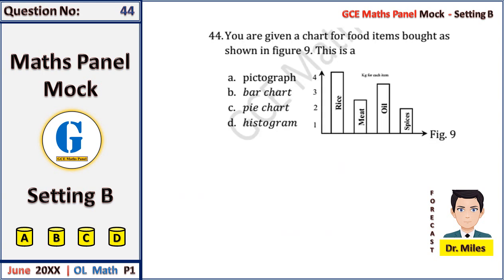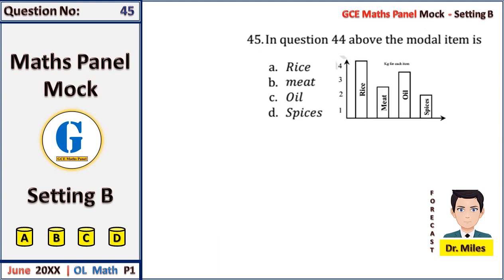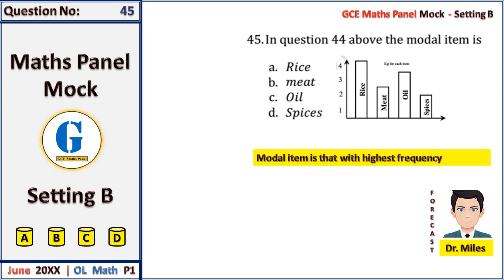44. You are given a chart for food items bought as shown in figure 9. What type of chart is this? This is actually a bar chart. 45. In question 44 above, the modal item is the item of the highest frequency, and the highest frequency is rice. So the answer here is rice. I know people like to eat rice, so we cannot fail this one too.